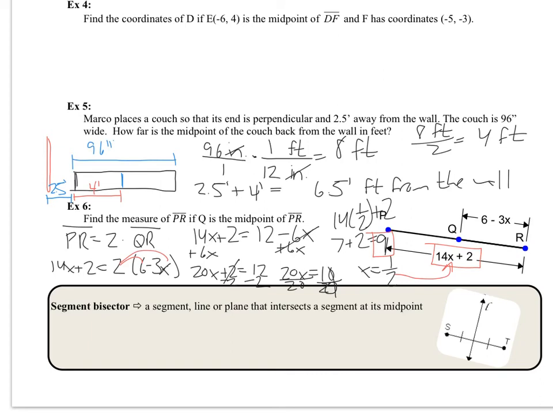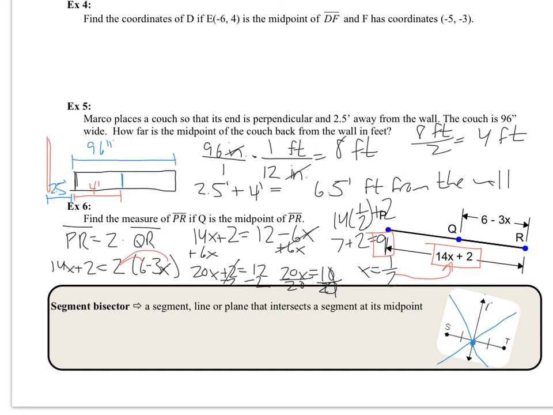Now, the final thing that we are going to be learning in this section is about segment bisectors. A segment bisector is defined as a segment, line, or plane that intersects a segment at its midpoint. All this is saying is that if we have a line, a segment, which remember is a line that stops at a certain point, or a plane, and it intersects a segment at its midpoint, then it splits the segment in half. An important thing to know is that this line can be drawn in multiple ways. We can draw it with a negative slope, positive slope, etc. As long as it goes through the midpoint of a segment, it is called a segment bisector.